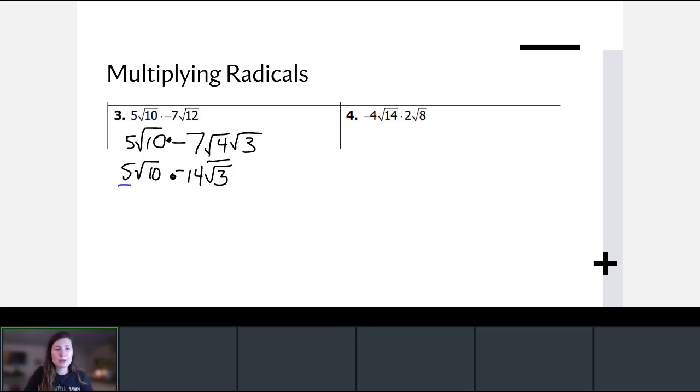So now we can multiply the numbers out front. Yes, I'm using a calculator for 5 times -14. It's -70. Then I'm going to multiply my values under the root. The square root of 10 times the square root of 3 is the square root of 30.